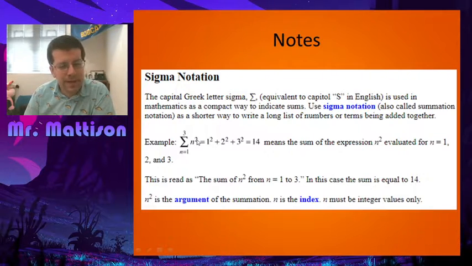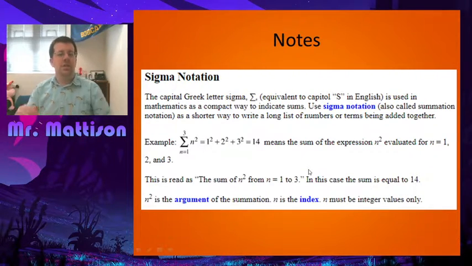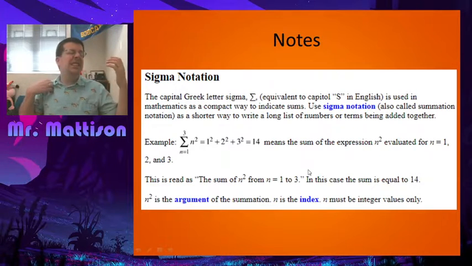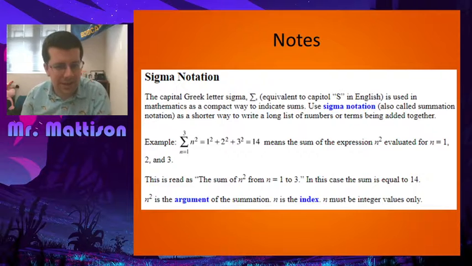So I would first plug in 1 and get 1 squared, and then plug in 2 and get 2 squared, then plug in 3 and get 3 squared. Once I get to 3, I want to stop. So I just add all of those up and I get 14. So then 14 is the summation of 1 to 3 on that pattern of n to the second power.